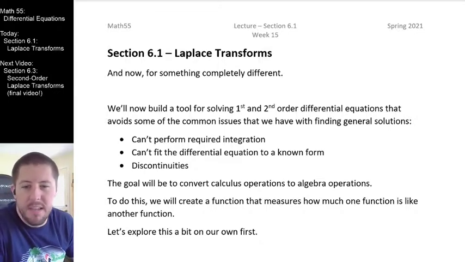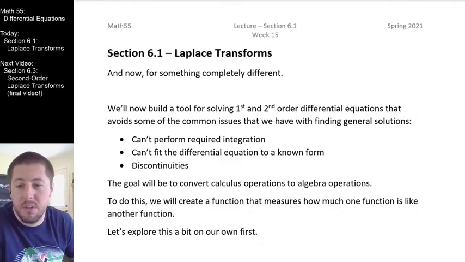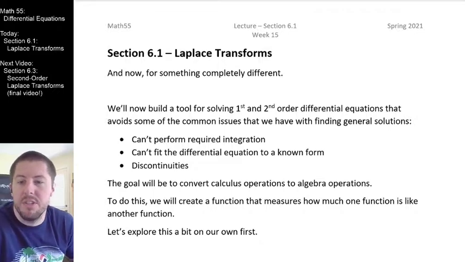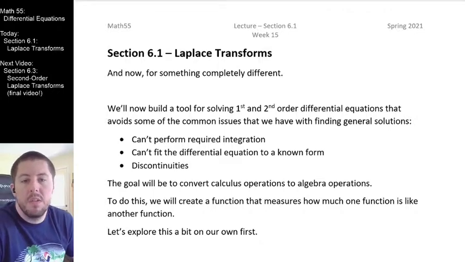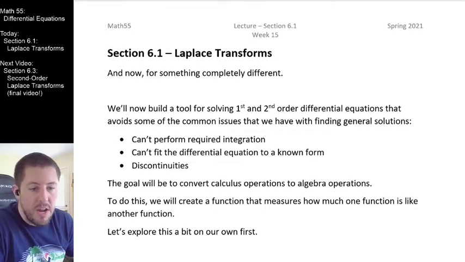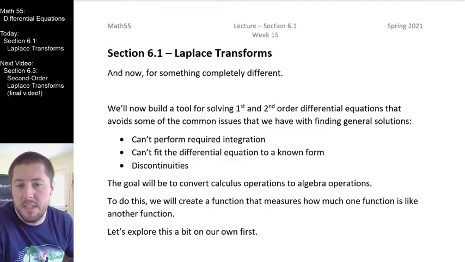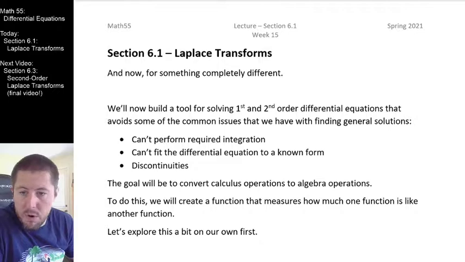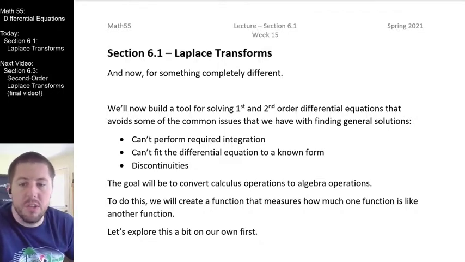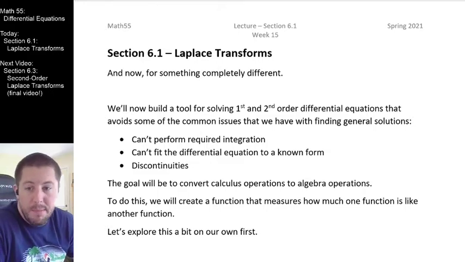It at least still follows the same vein that our goal is to solve differential equations, and it's using the recognition that differential equations are difficult to solve because of lots of issues associated with integration. So our goal with these Laplace transforms is to build a tool that's going to help us solve first and second order differential equations, and it's going to avoid lots of the issues that we generally have with a general version of these things, such as our inability to perform required integration, our inability to fit the differential equation into some known format.